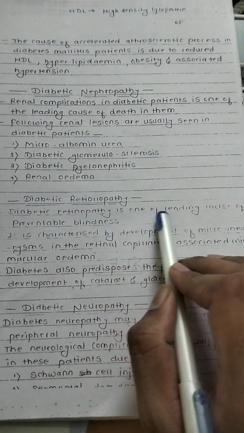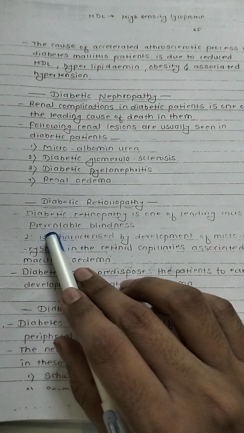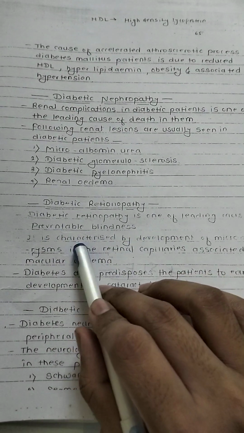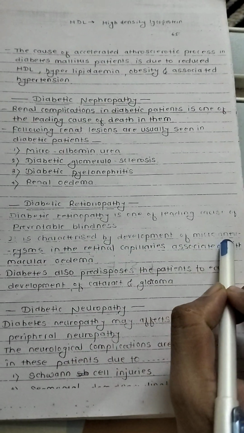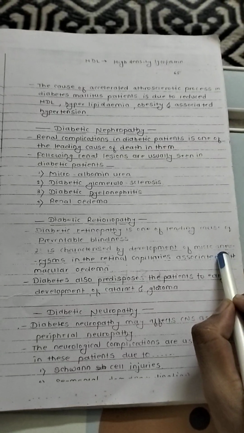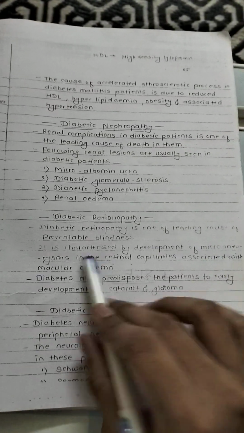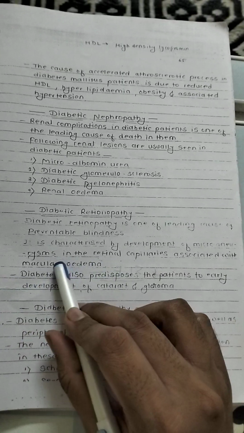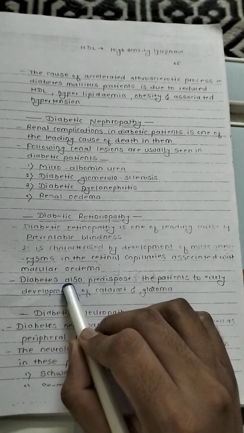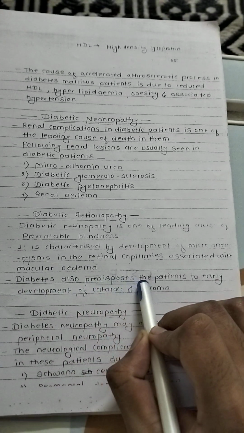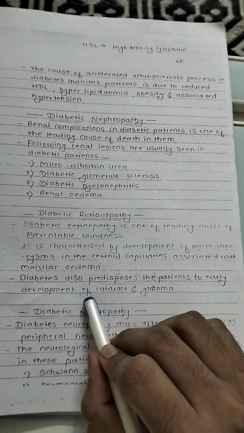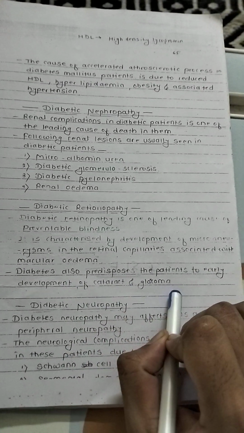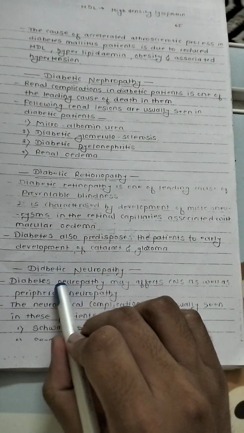diabetic retinopathy. Diabetic retinopathy is one of the leading causes of preventable blindness. It is characterized by development of microaneurysm in retinal capillary associated with macular edema. Diabetes also predisposes the patient to early development of cataract and glaucoma.